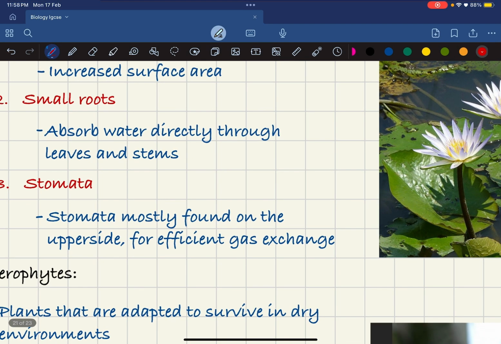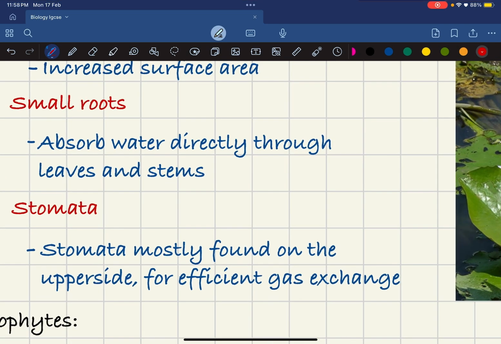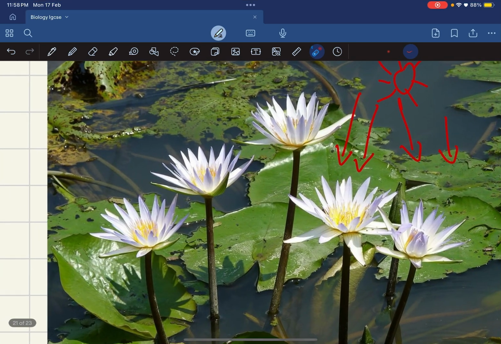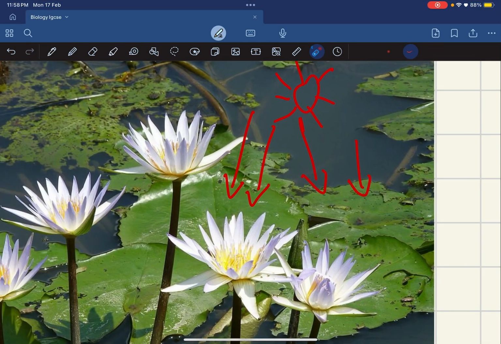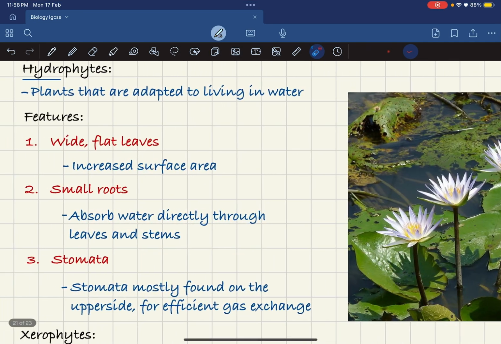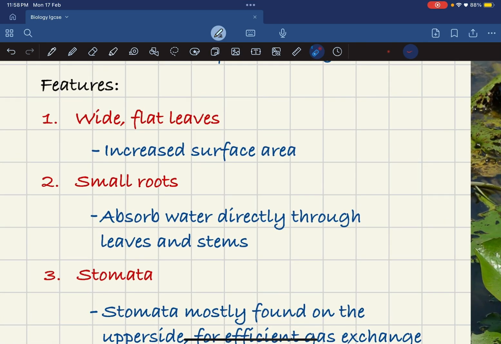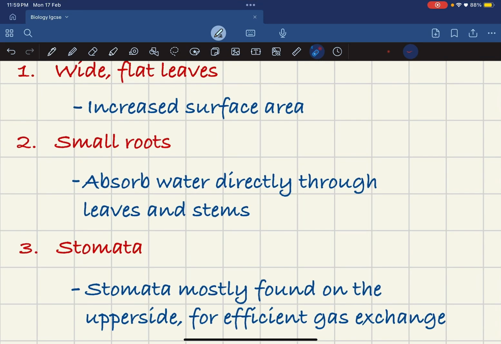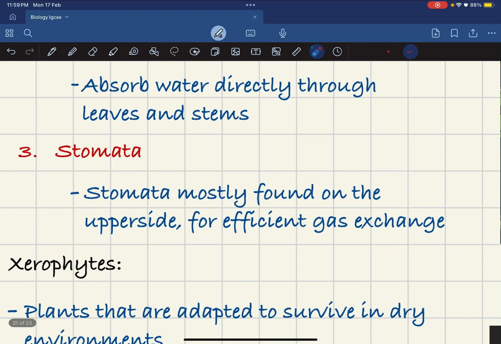And next, it has small roots. They don't need many roots because they can absorb water directly from their leaves and stems, because they're already inside the water. If they had large roots, they would have an excessive amount of water, which will ruin their cells and may make the cells burst on some occasions. So that's why they have very small roots.